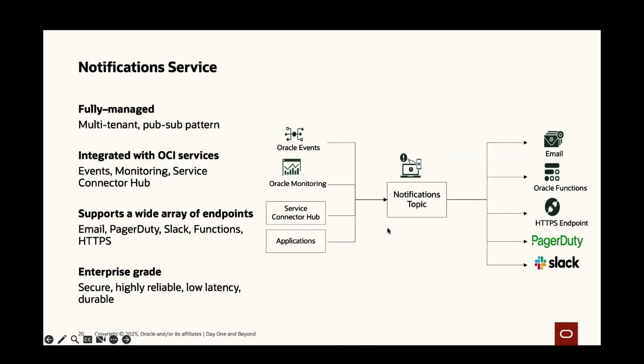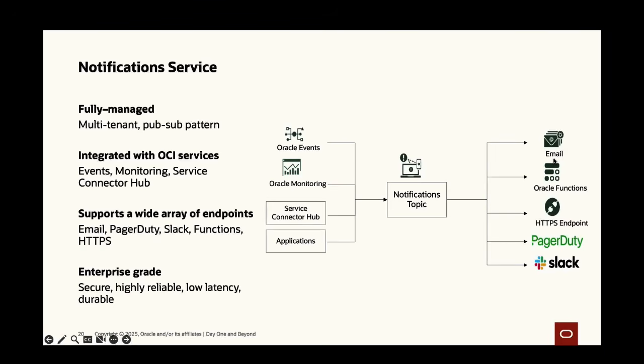So this ties in with the notification service. As we just saw, this ties in with monitoring. It also ties in with some other services in OCI. So Oracle Events, it ties in with the service connector and also applications. And so how this works is you would first have a notification topic. So you just give it a name. And then once you have a topic, you can add different subscriptions to that topic. And there's different channels or protocols for that.